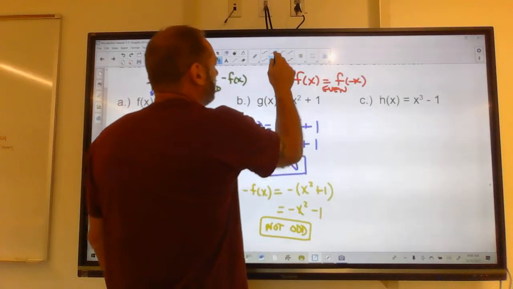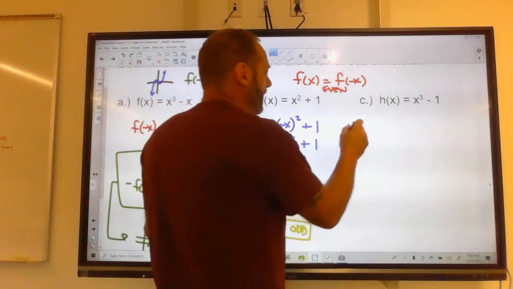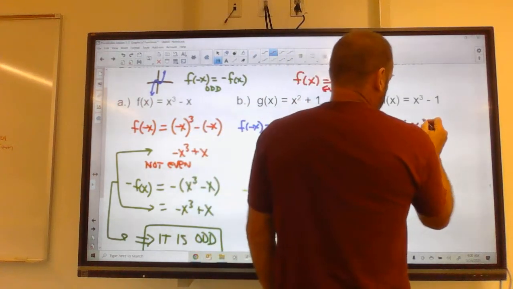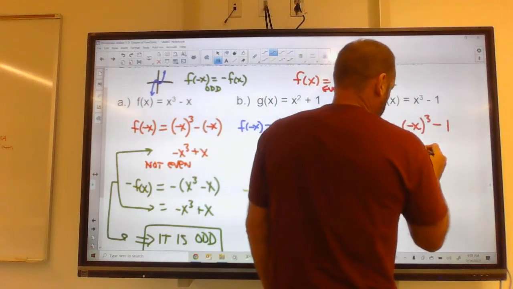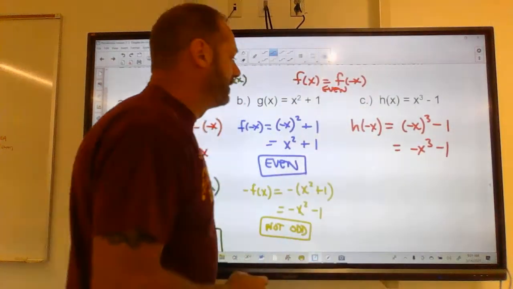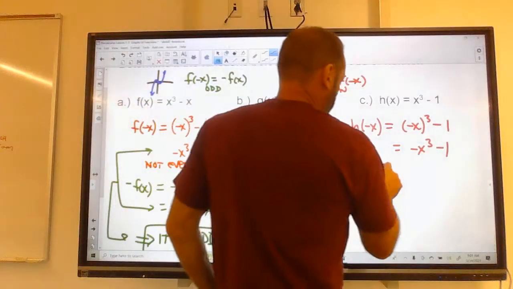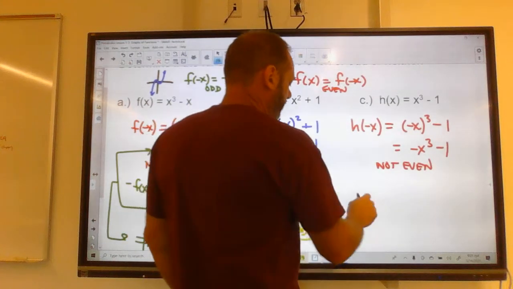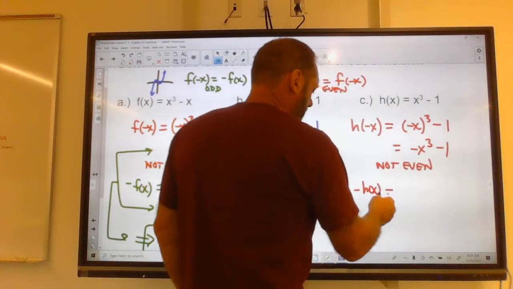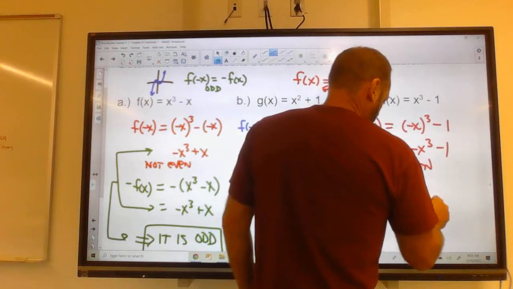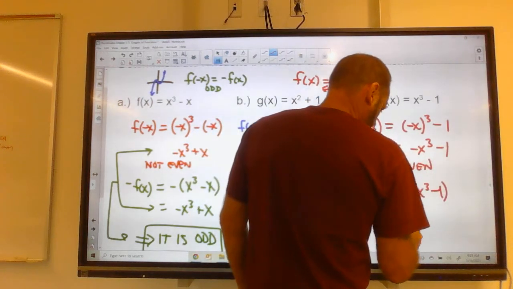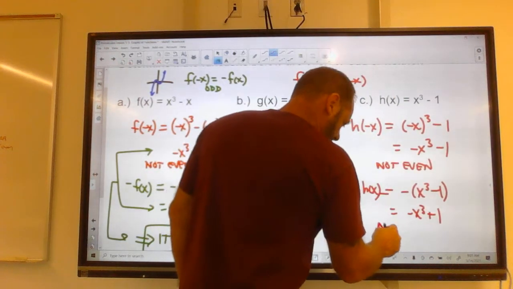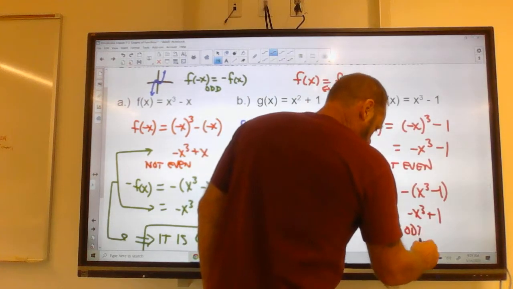Okay, let's check this one here. So h of negative x would be negative x cubed minus 1, which is going to be negative x cubed minus 1. Well, that's not equal to this, so it's not even. So now we'll find negative h of x. So that just puts a negative on the front of this thing. And that's going to be negative x cubed plus 1. That's not equal to this, so it's not odd either. So this one's neither.